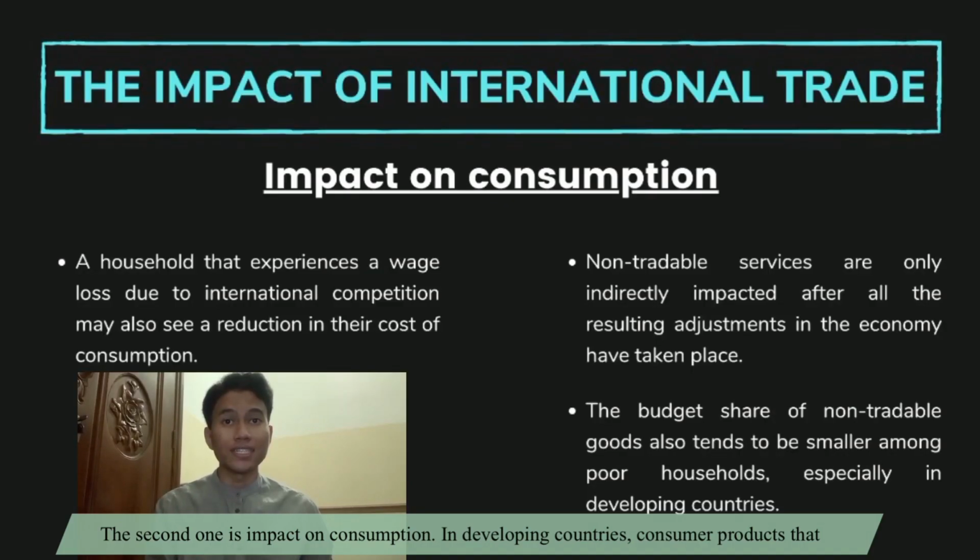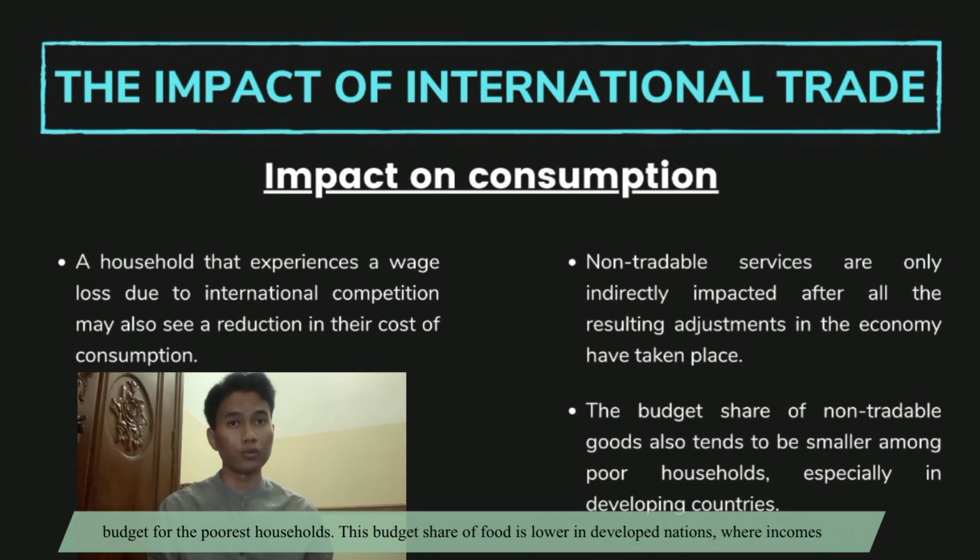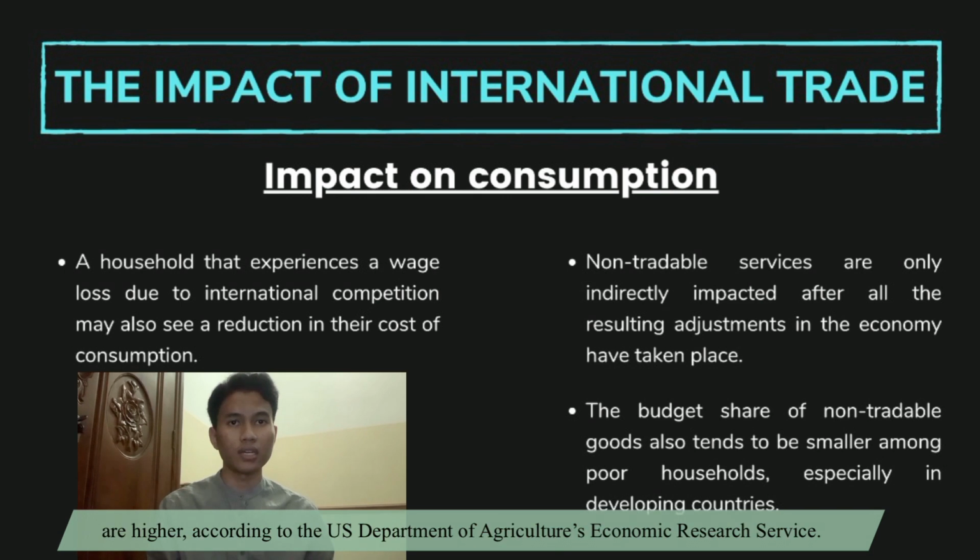The second one is the impact on consumption. In developing countries, consumer products that are internationally traded constitute a very important portion of household budgets. The changes in their prices therefore have significant welfare effects. One of the most important tradable product categories, food and beverages, may constitute the entire budget for the poorest households. This budget share of food is lower in developed nations, where incomes are higher.